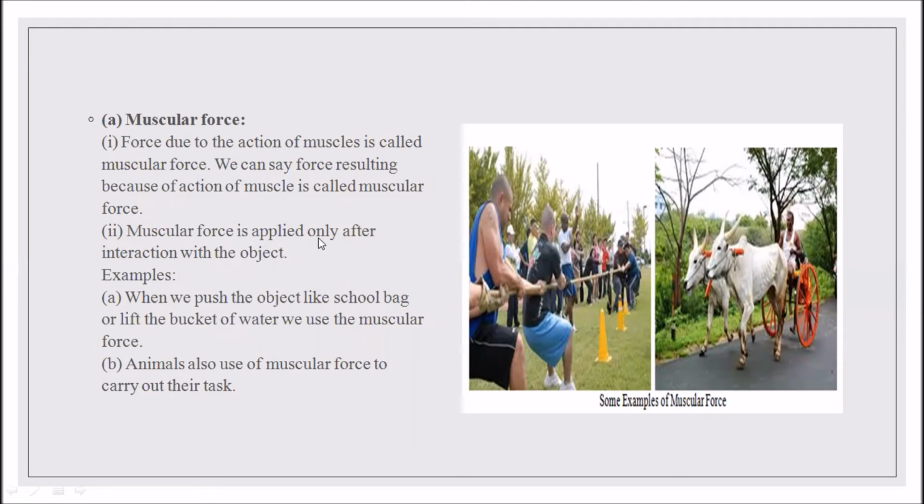Muscular force is applied only after interaction with the object. For example, when we push an object like a school bag or lift a bucket of water, we use muscular force. Animals also use muscular force to carry out their tasks. This bullock is pulling a cart, so it uses its muscles to pull that cart.